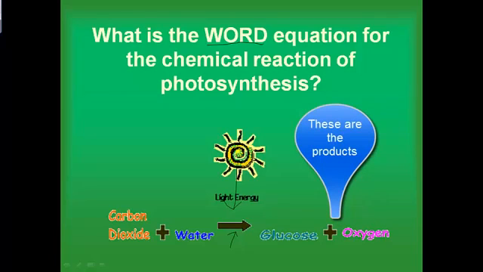This is important, guys. You're going to need to memorize this one because Cambridge will ask you about it and it will be on your test for this unit. So make sure you've got this down. The word equation for photosynthesis is carbon dioxide plus water makes glucose plus oxygen.